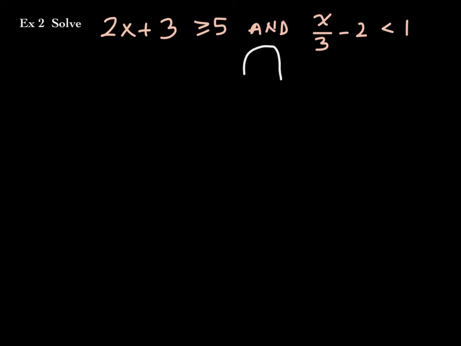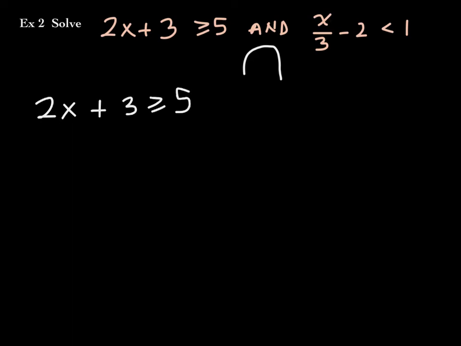Okay, guys, the way we solve a compound inequality is we solve each inequality separately. So solve this one and then solve this one. So let's take the first one here: 2x plus 3 is greater than or equal to 5, and let's solve it. All right, so I'll write it over here. 2x plus 3 greater than or equal to 5.